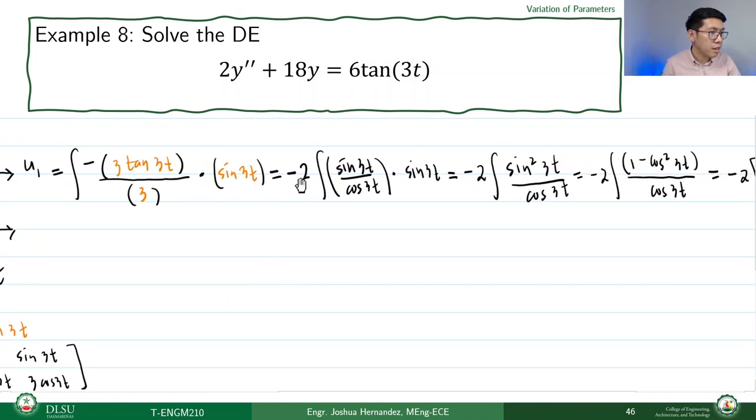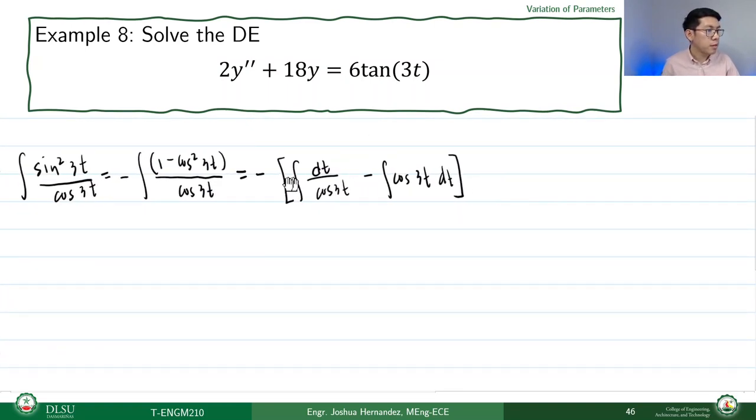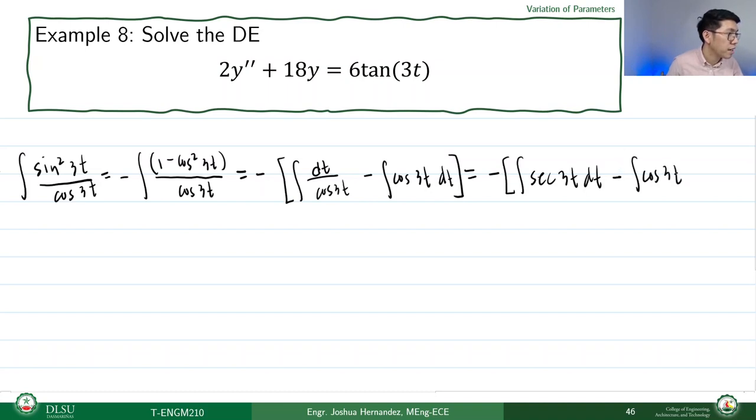Therefore, we will have 3, 3, negative 1. It has been a while since this negative 2. Sorry then, guys. So now we have dt cosine 3t, and further simplifying, we will arrive at the integral of secant 3t dt minus, what is the integral of cosine 3t? Let us do it later, we will do them together.